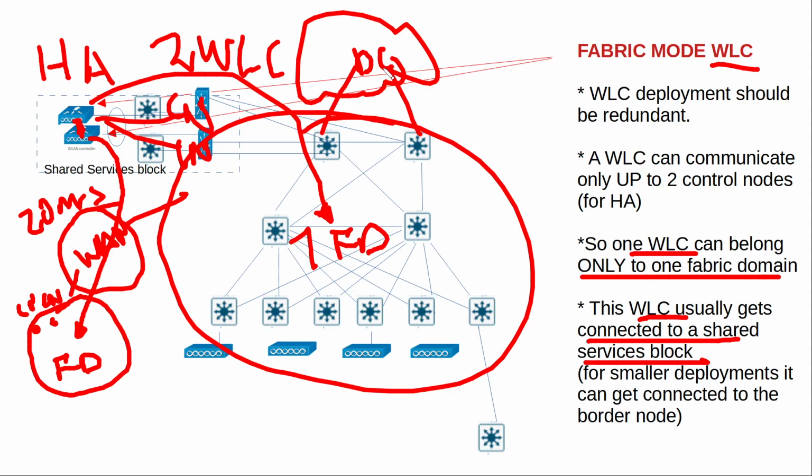If you don't have a services block or a data center, that means that your network is smaller. You can connect your wireless LAN controllers to your border nodes. That is the recommended place. Or if you really have a really small site, you can run your wireless LAN controllers as virtual machines within your Catalyst devices. That is known as embedded wireless LAN controllers.